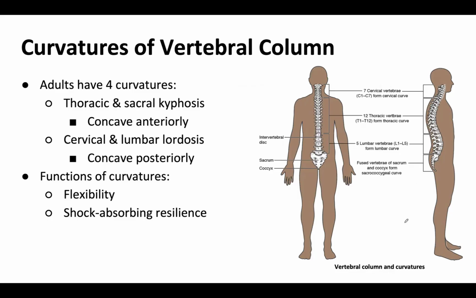So we actually want these curvatures, although we will talk about in a moment there can be over curvatures, which are pathological. To be specific, there are going to be 4 curvatures. The thoracic and the sacral regions are going to be called kyphotic curvatures, in which the concavity is going to be anteriorly placed. And then the cervical and lumbar regions are lordotic, with a curvature more posteriorly, or kind of a bulging out anteriorly.